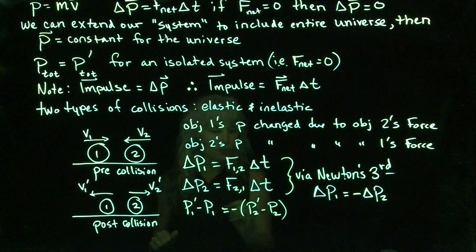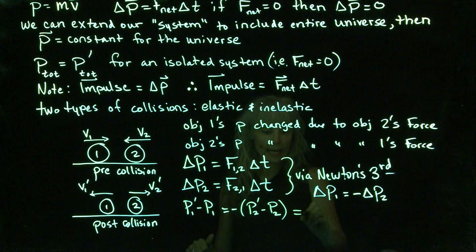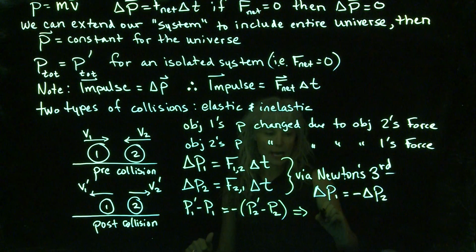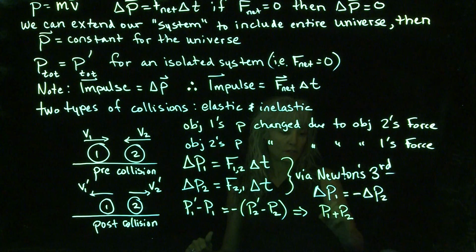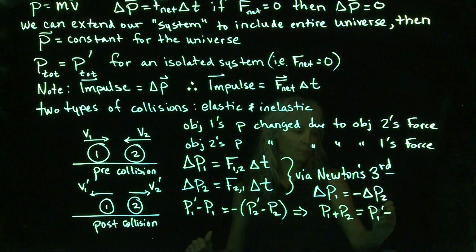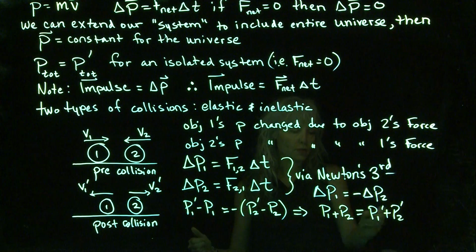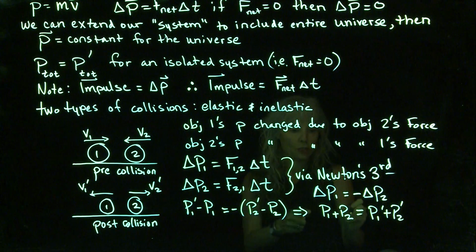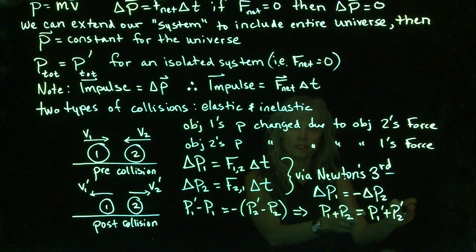So if I rearrange this, what I get out of this is that P1 plus P2, this is the sum of the momentum before the collision, is equal to P1 prime plus P2 prime. That's the sum of the momentums after the collision. So this is a conservation of momentum. This is the momentum before the collision of the system is equal to the momentum of the system after the collision.